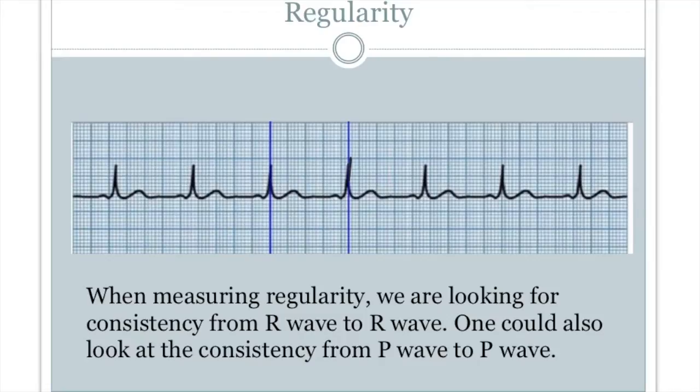And we want to make sure that they are almost the same. They're not going to be totally exactly the same. There might be like a half a square off, but they'll be pretty much consistent. So that is what we're looking for with regularity. You can also look at it from P wave right here to P wave right here. They should be consistent. And then we can take our calipers and measure from P wave to P wave and then bring it over and make sure that this P wave to P wave is the same.